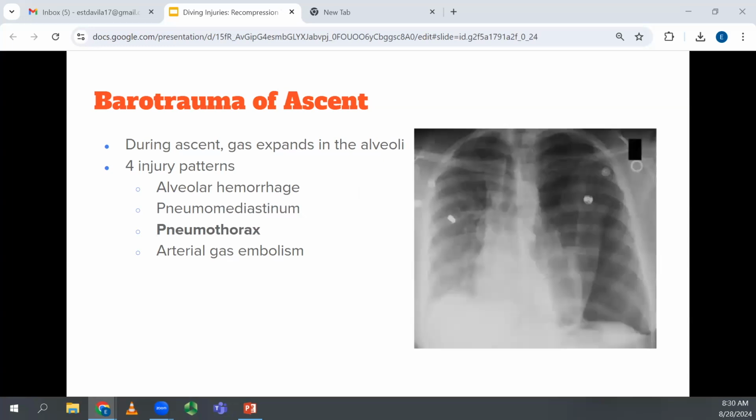If the gas travels to the pleura, it can cause pneumothorax, which you can see here. Most cases of pneumothorax and diving injuries are pretty small. So again, it's supportive care, but if it were a more severe pneumothorax, you could treat it with needle decompression or chest tube as needed or pigtail as needed.